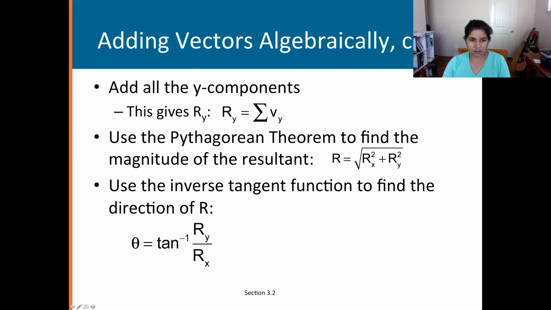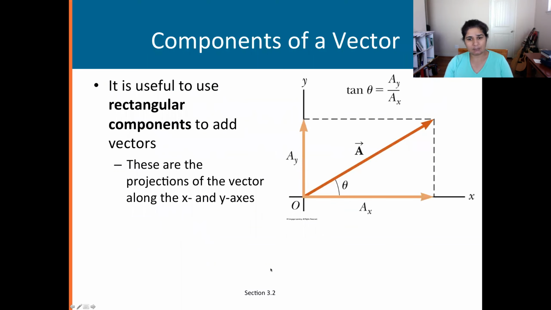And to get the magnitude, we have to just take the square root of Rx squared plus Ry squared. And to get the angle theta, we're going to do tan inverse of the resultant y, which is the sum of all the y components, divided by the sum of all the x components. We'll look at an example of this, and that'll make it more clear.